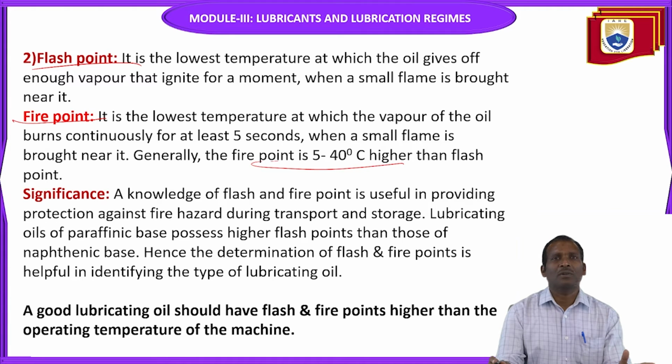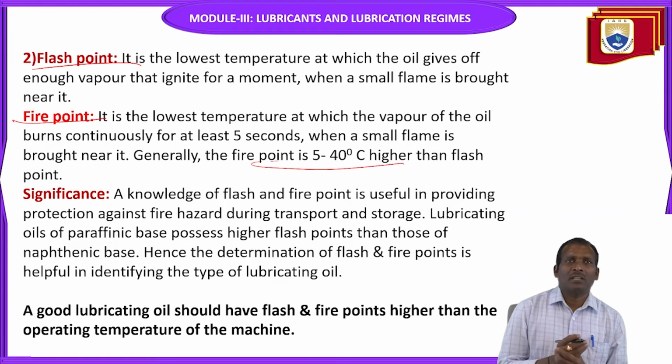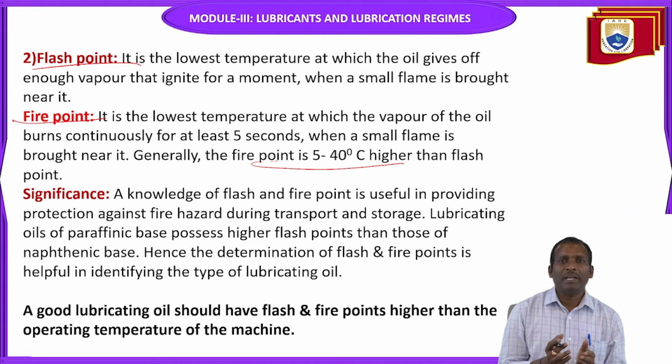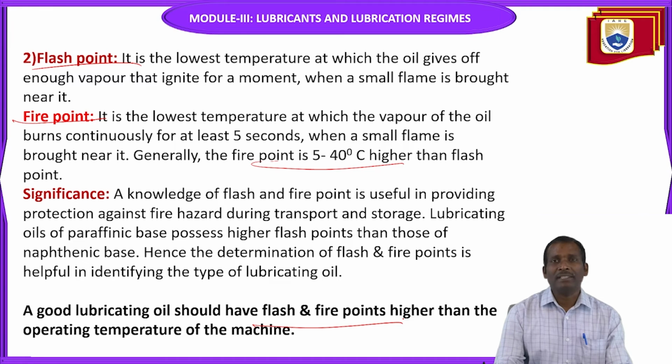Lubricant oils of paraffin base possess higher flash points than those of naphthenic base. And the determination of flash and fire points is helpful in identifying the type of lubricating oil. So there are some methods to find out the fire point and flash point. A good lubricant oil should have flash and fire points higher than the operating temperature of the machine.